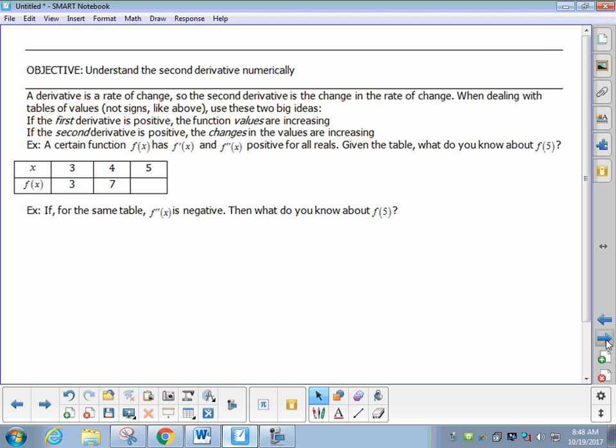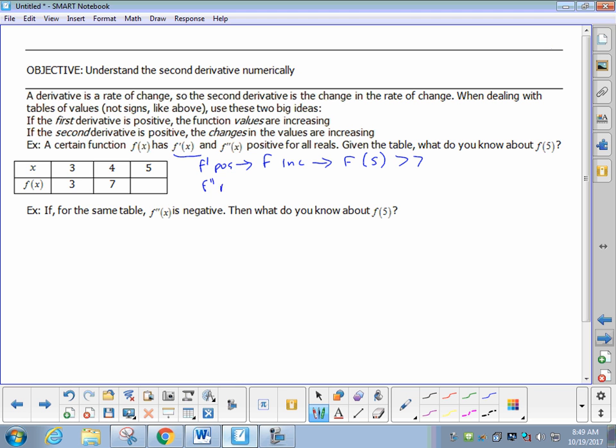So with that in mind, say you have this table here and you have a couple points. F has first and second derivative positive for all real numbers. Given the table, what could you tell me about that next point? What would happen as we get to that third point? Let's start here. If the first derivative is positive, that implies f is increasing. So that right away tells you f at 5 must be greater than 7. Okay, it has to be bigger than the previous y value because it's supposed to be increasing, right? And that one's pretty easy.